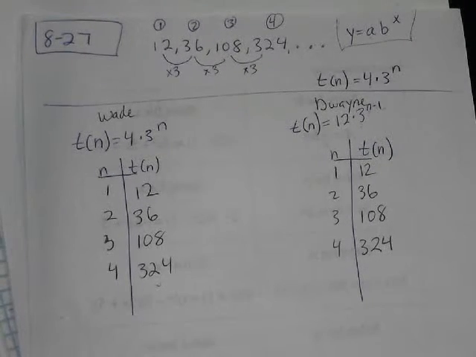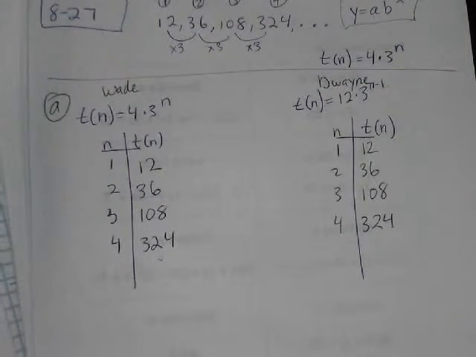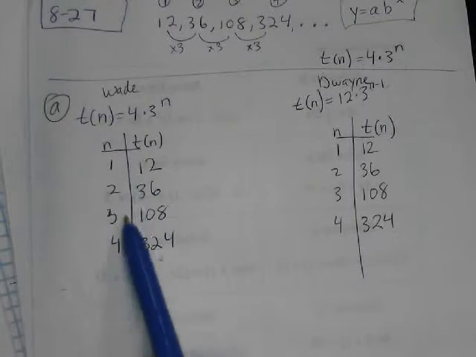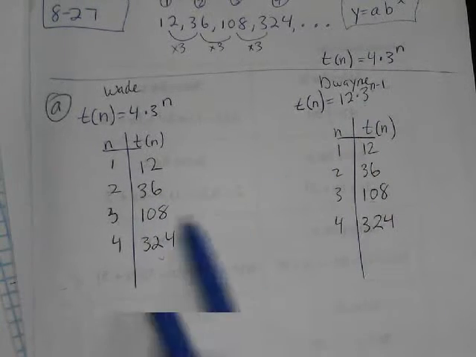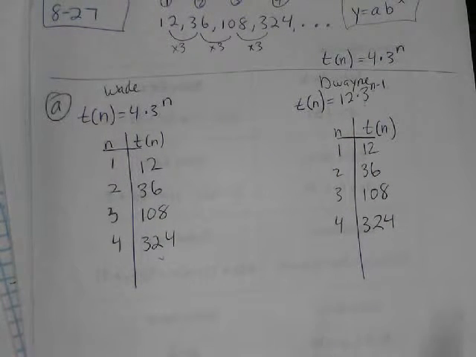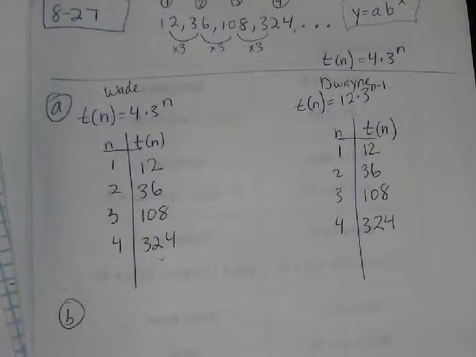So are we out of time? No, we're only 5 minutes into it. So that's letter A. Letter A just wanted us to draw the tables. And what do you notice? I'm noticing that even though they have different equations, both tables are giving the same pairs of numbers. That's my noticing.